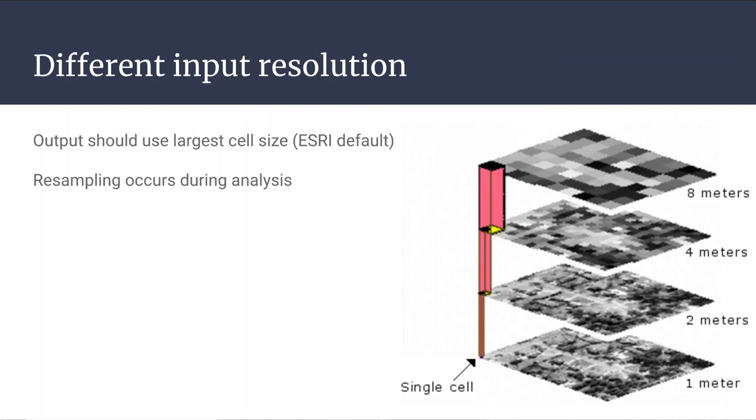ArcGIS tools resample automatically, so you don't usually have to conduct separate tools to carry out this resampling process, but you should, within settings, make sure that the proper setting is set, that your output resolution is what you want it to be and that it corresponds to that largest cell size.